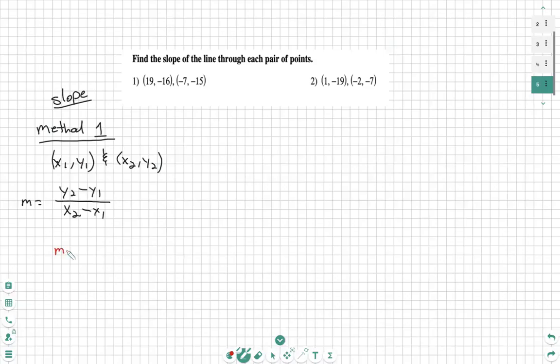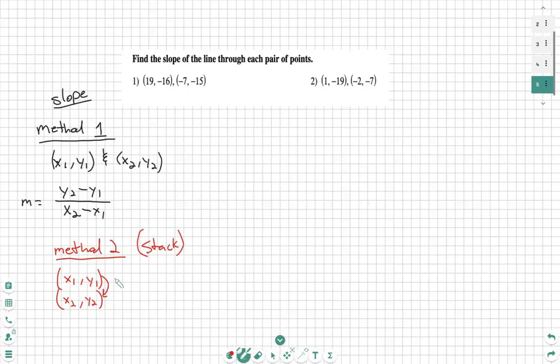Method 2 is what I prefer, and I call it the stack. All I do is I put x1, y1 on top of x2, y2. And then I draw arrows down to show what's being subtracted.